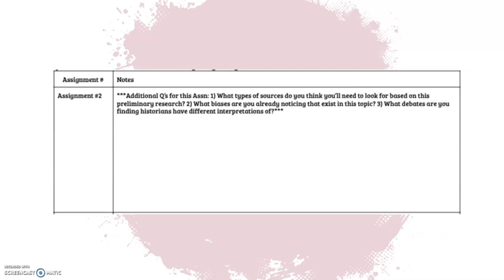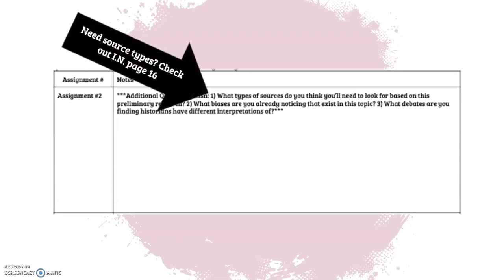The questions I want you to focus on are, what types of sources do you think you'll need to look for based on this preliminary research? If you need help finding what types of sources and being more specific, then what I want you to do is go to Interactive Notebook, page 16, where I've listed out quite a few. This will help you brainstorm for the academic process and start narrowing for it.